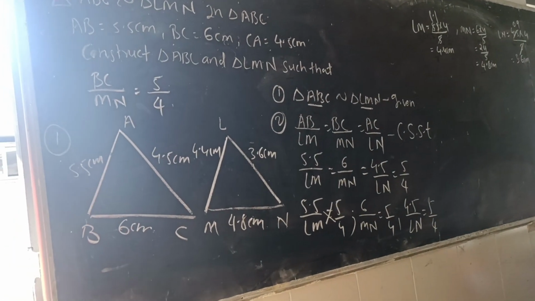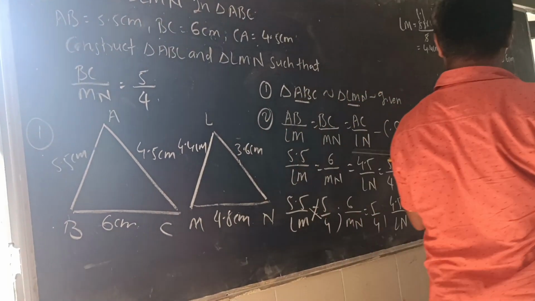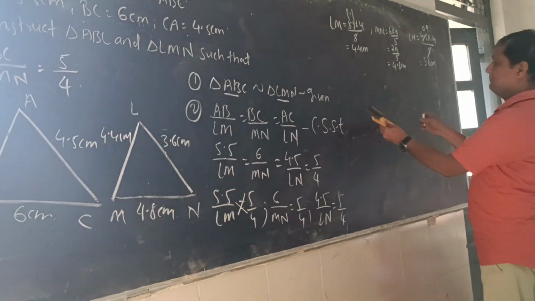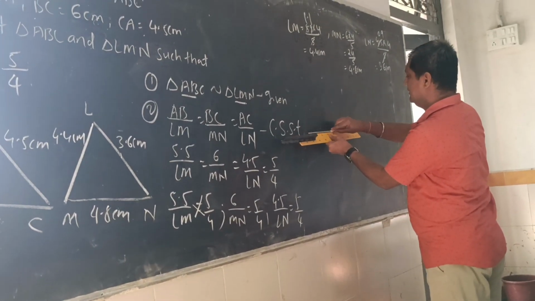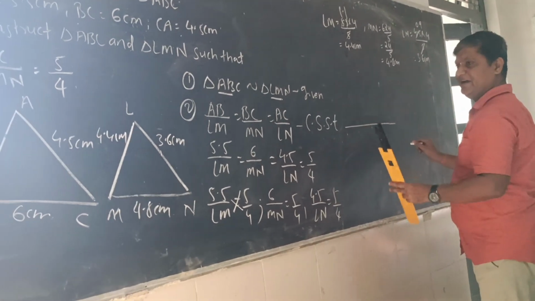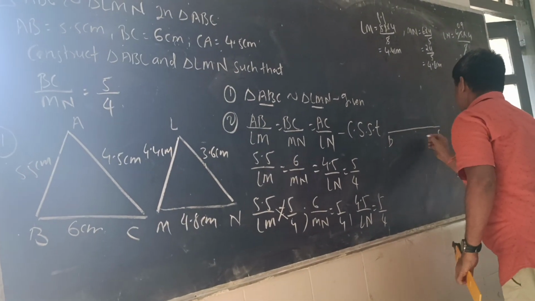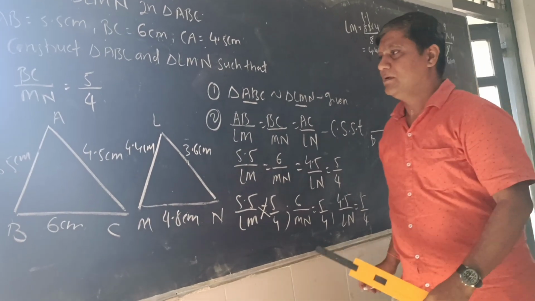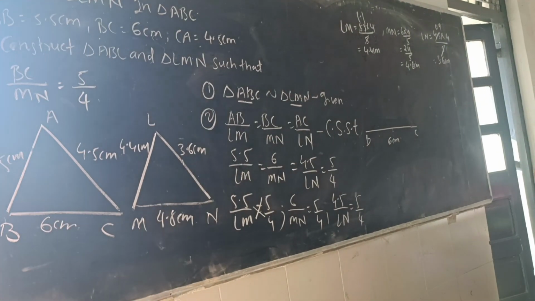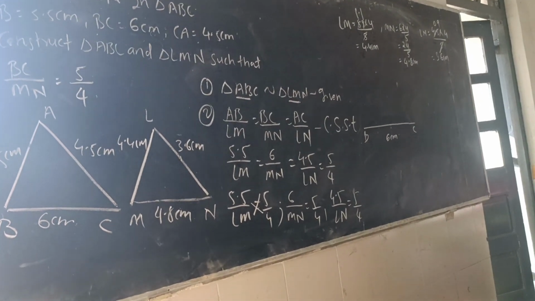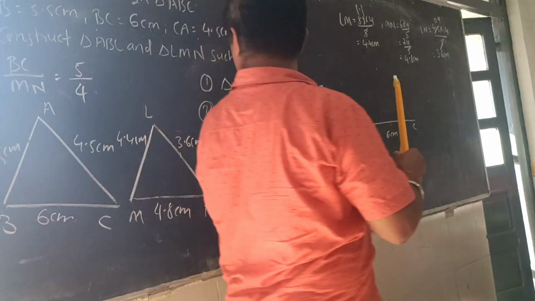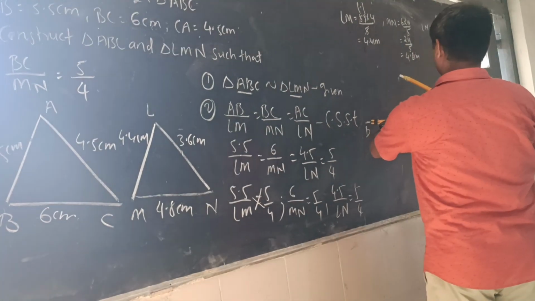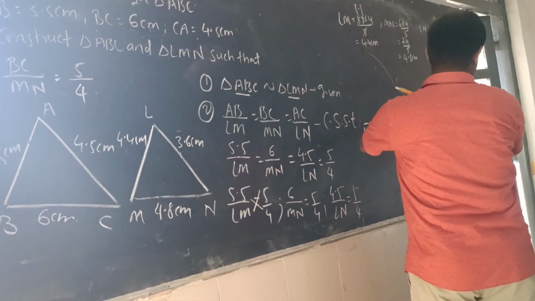Now separately you draw the triangle. Now the first one, which is given, BC. First I am drawing the first triangle. BC is given as 6 centimeter. Then you have to take the measurement of 5.5 from your compass. It will be 5.5. Okay.